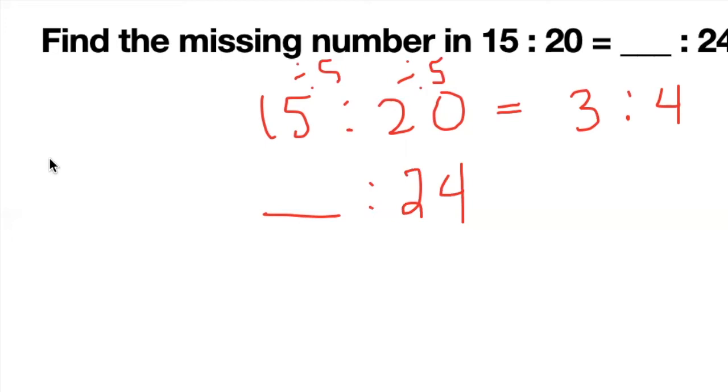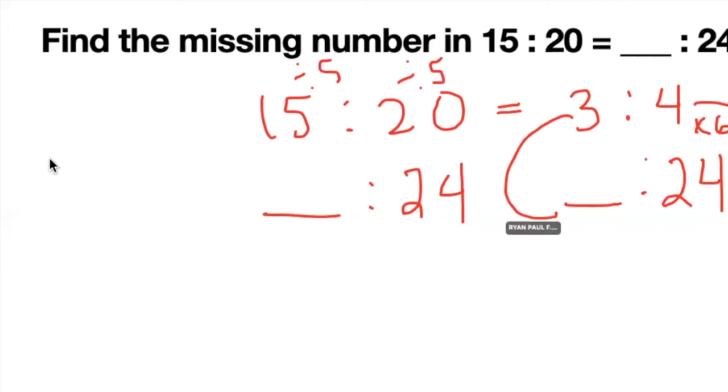From there, we can now find the missing number in the ratio blank is to 24. It will be easy this time to find a number that we can multiply to 4 to get a product of 24. And that is by multiplying 4 by 6. Which means to get the missing number here, we will multiply 3 with the same number, 6. Therefore, the answer for this one is 18.